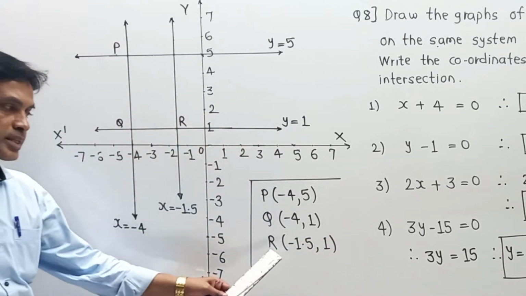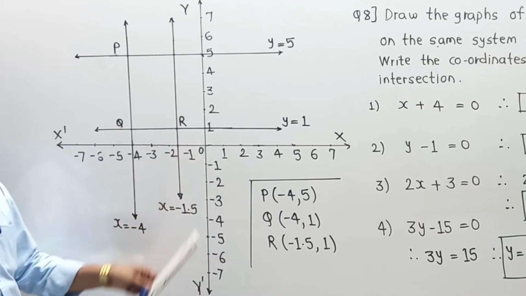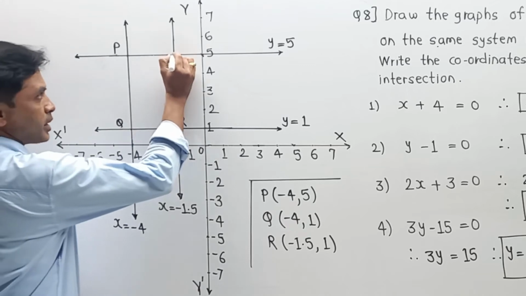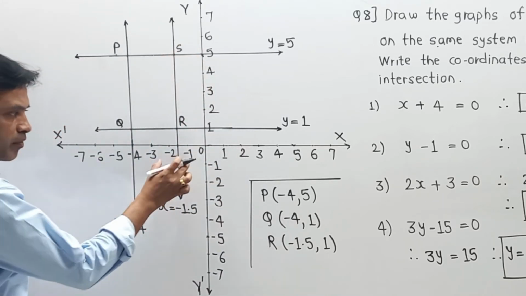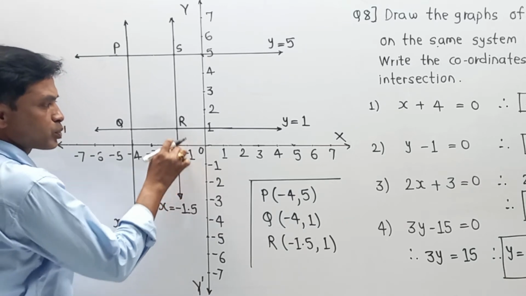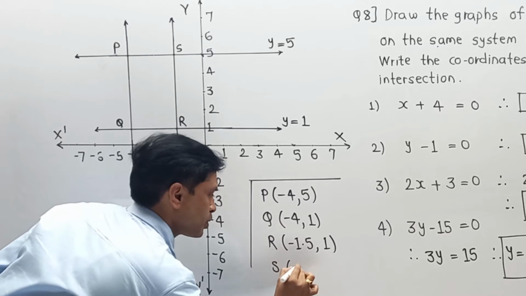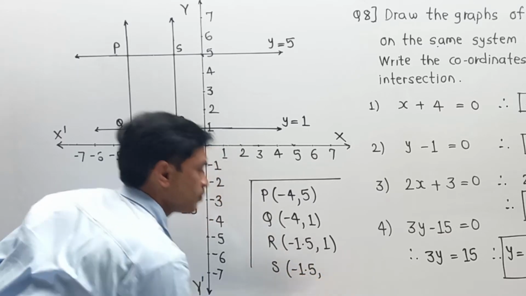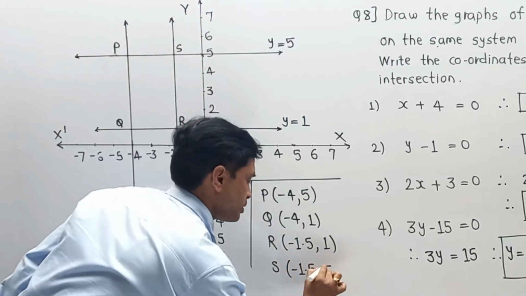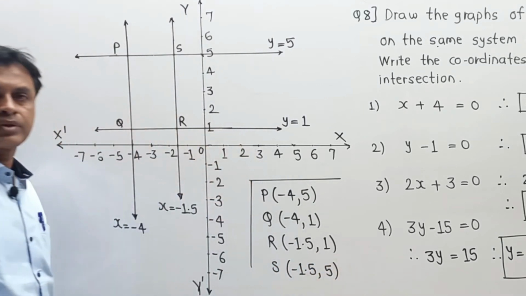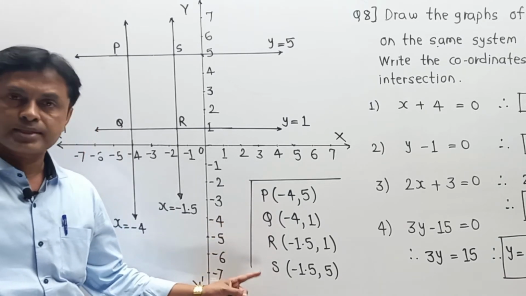Student, while writing this value, please be serious and observe it carefully. Last point, that is point S. Here again, the value of x is between minus 1 and minus 2, that is minus 1.5. So again for point S, its x coordinate is minus 1.5 and the y coordinate is 5.